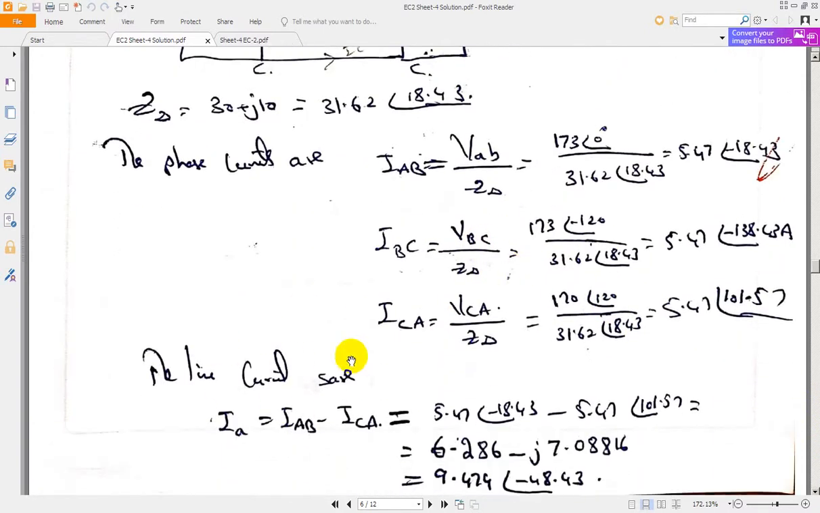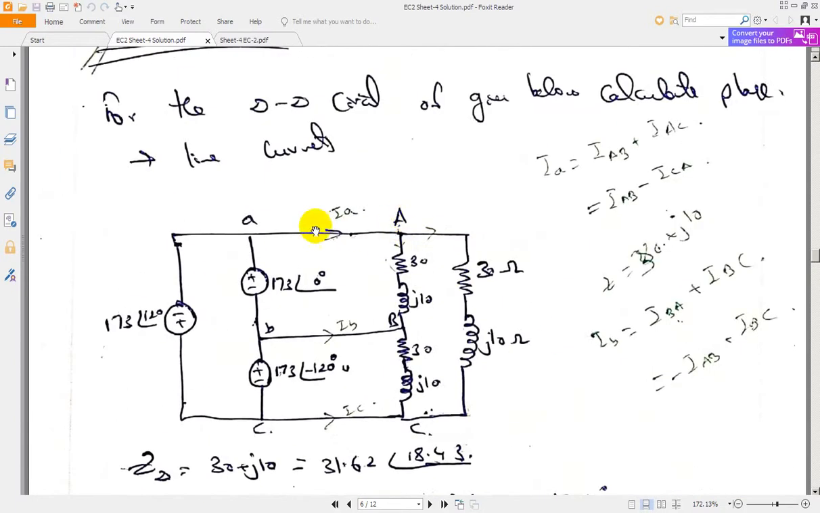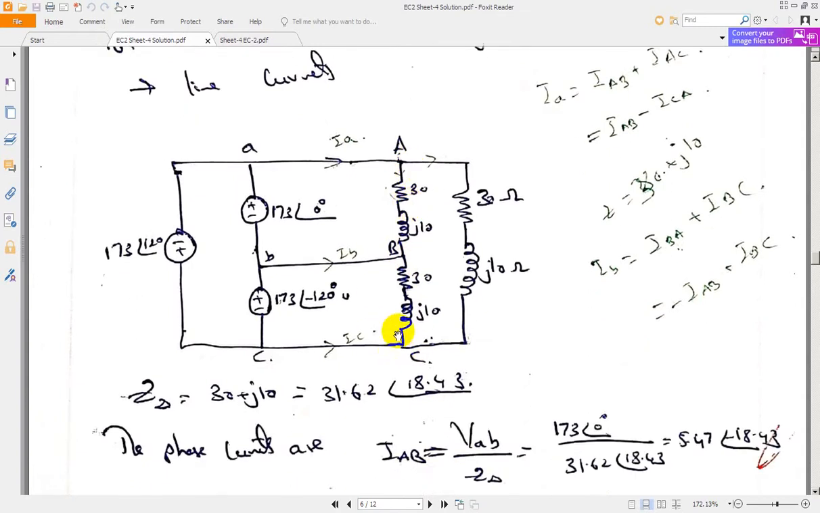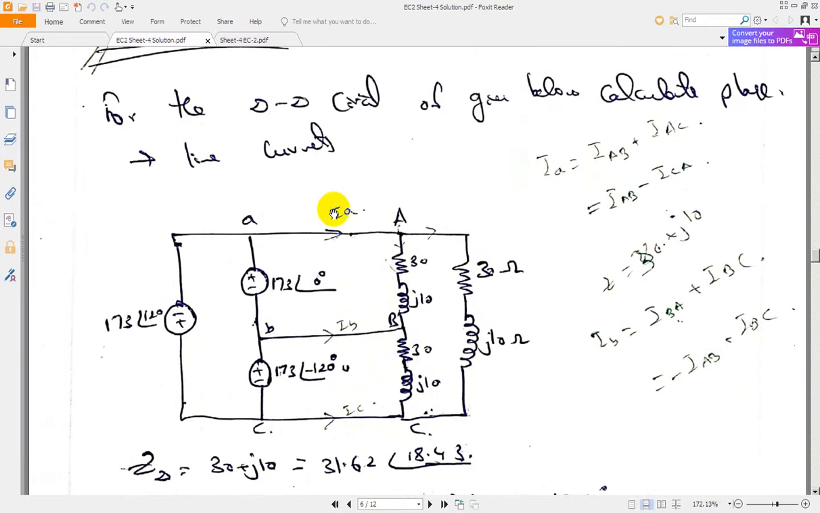If you want to calculate the line currents, observe here. Line current is this current, IA. At this point, if you apply Kirchhoff's current law, IA should be equal to IAB plus IAC. If we apply Kirchhoff's current law here, IB should be equal to IBC and IBA. If you apply Kirchhoff's current law here, IC is equal to ICA and ICB. Let us take this one. IA, let us calculate this. IA is equal to IAB plus IAC.